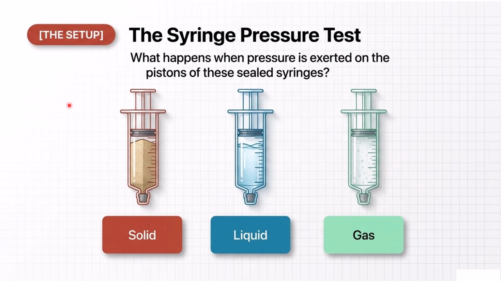Now we talk about the second property, called compressibility. And we do an experiment to know the meaning of compressibility. We bring 3 syringes. We use them to give medicine to children. The first is filled with sand, and the second is filled with water, and the third is filled with air. And we press all the syringes.